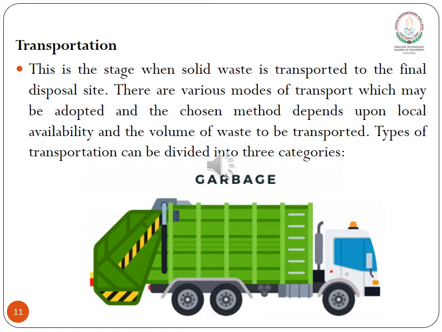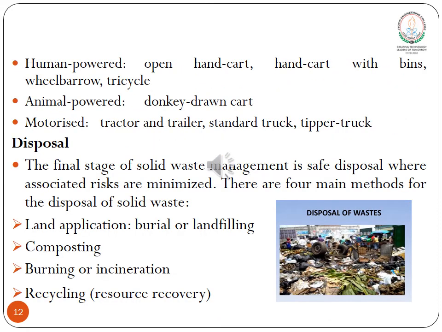There are various methods of transport which may be adopted, and the chosen method depends upon local availability and the volume of waste to be transported. Types of transportation can be divided into three categories: human powered, animal powered, and motorized. Examples of human powered transportation are open hand cart with bins, wheelbarrow, and tricycle, and that of animal powered transportation is donkey drawn cart. And examples of motorized transportation are tractor and trailer, standard truck, tipper truck, etc.